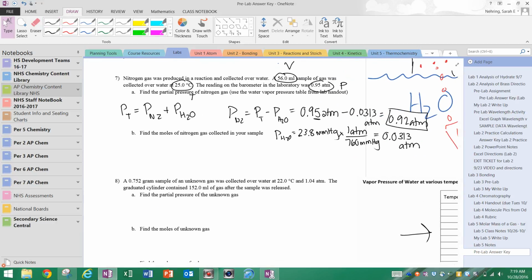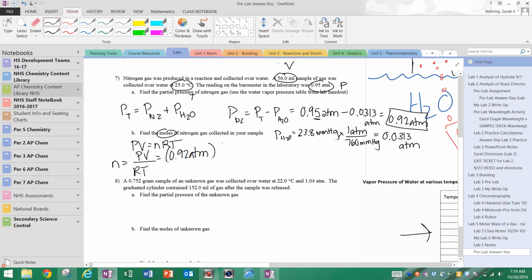Now let's use PV = nRT to find moles. Our equation is PV equals nRT. I'm rearranging to solve for n, so it's P times V over R times T. My pressure is 0.92 atmospheres. I have to make sure my volume is in liters, so I'm converting 56 milliliters to 0.056 liters, just divided by 1,000. And then my R value is 0.08206 liters atmospheres over Kelvin mole.